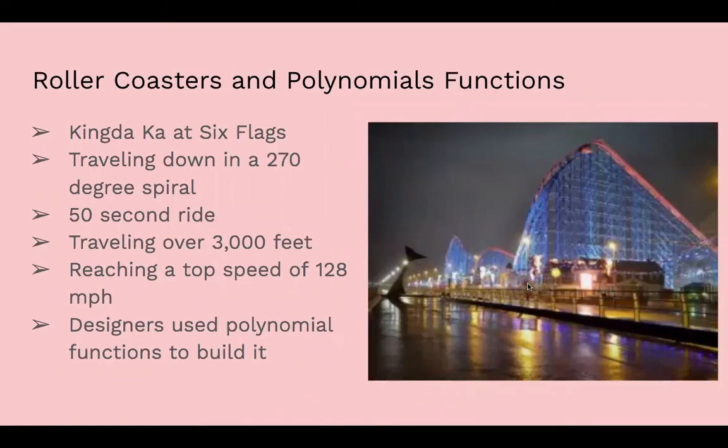Roller coasters are based off polynomial functions. This is the Kingda Ka roller coaster at Six Flags in New Jersey. Designers use polynomial functions to build it. It reaches a top speed of 128 miles per hour. It's only a 50-second ride, and it travels over 3,000 feet.